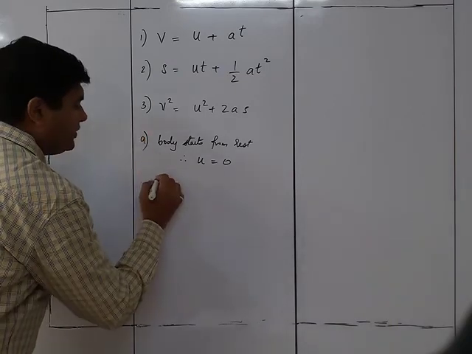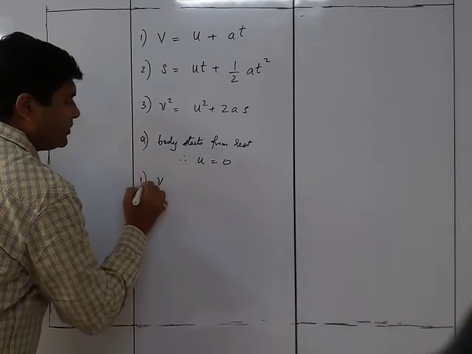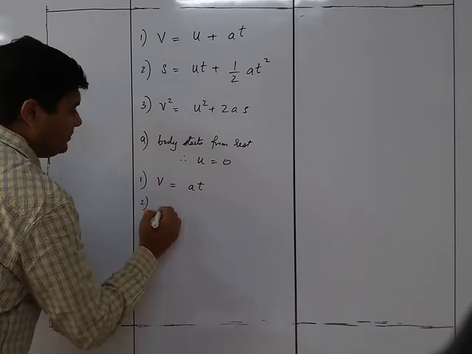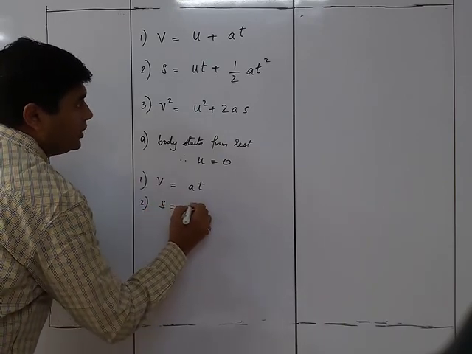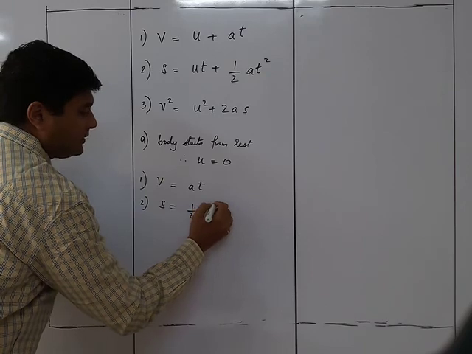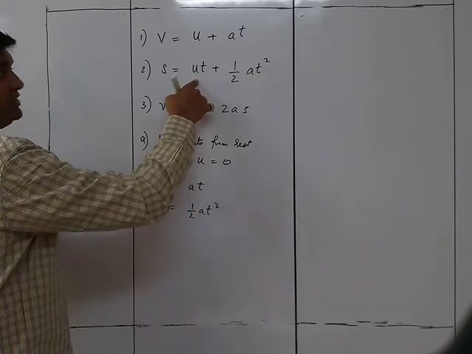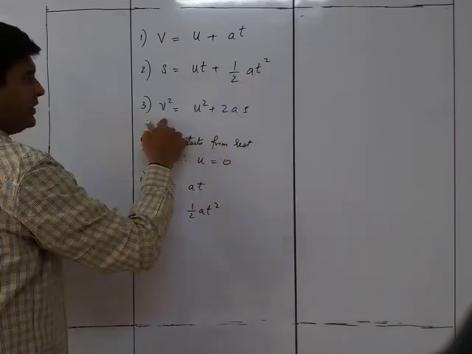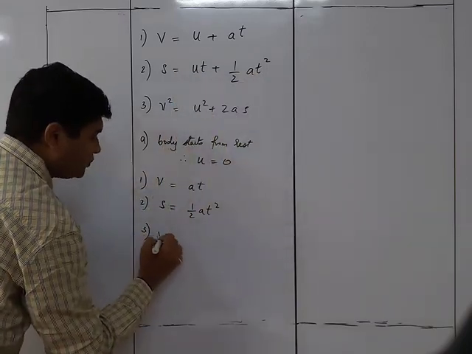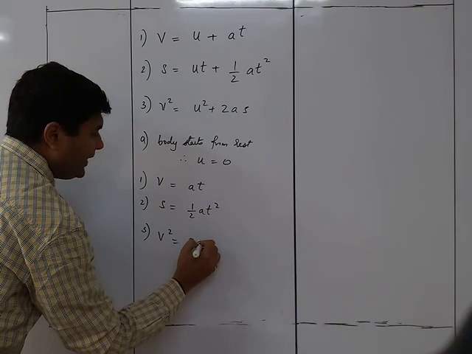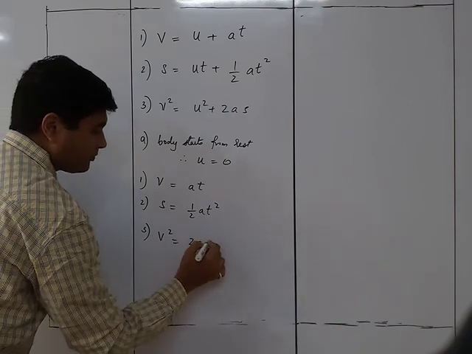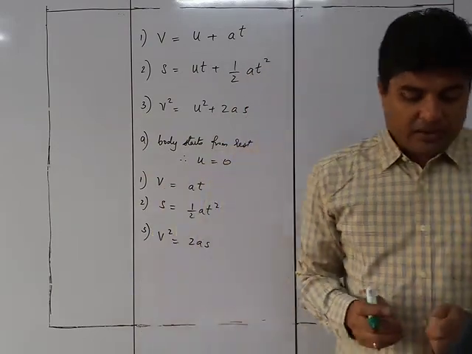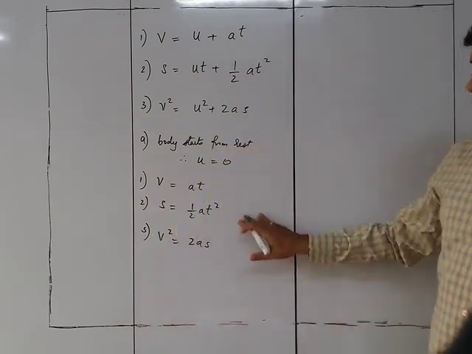We know that the first equation will be v is equal to at. The second equation will become s is equal to half at square, because this is 0, so this term becomes 0. And lastly, the third one is v square is equal to 2as. Understood? So we find that in special cases, it will become like this.